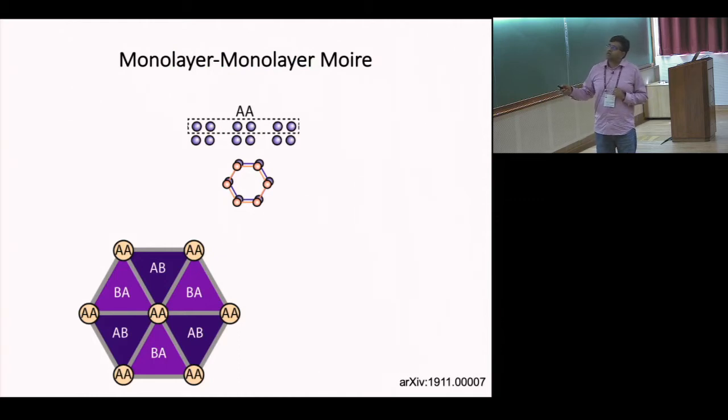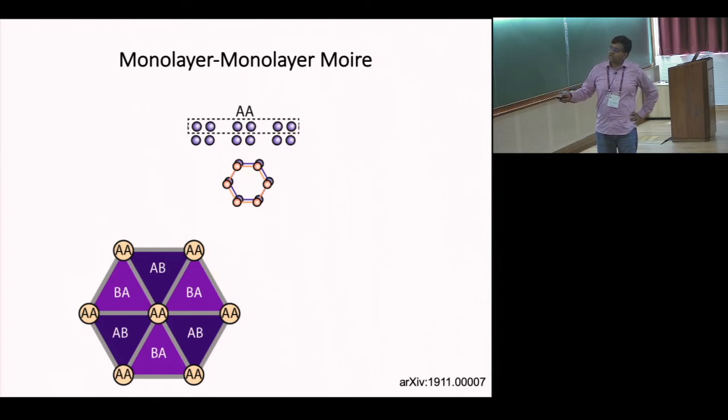So let's first go to twisted bilayer graphene. So here is what twisted bilayer graphene looks like in real space. Here is one honeycomb lattice. Here is the other honeycomb lattice. And AA stacking corresponds to where one honeycomb is sitting directly on top of the other honeycomb. Now, this is the moiré pattern that is formed when you have a small twist angle between the two layers.